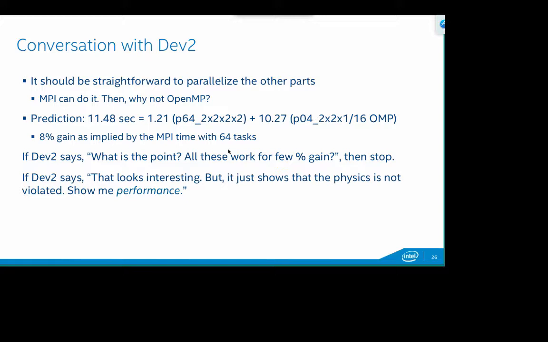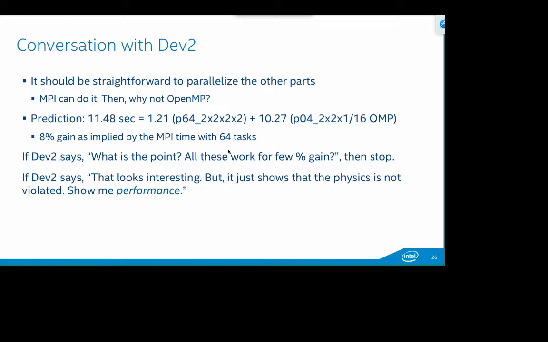Now it's time to talk to the developer, and luckily we have Michael here. He might say to us, what is the point? We are talking about 8%. Is that all we can do then? It could be so insignificant, maybe it's not worth it.